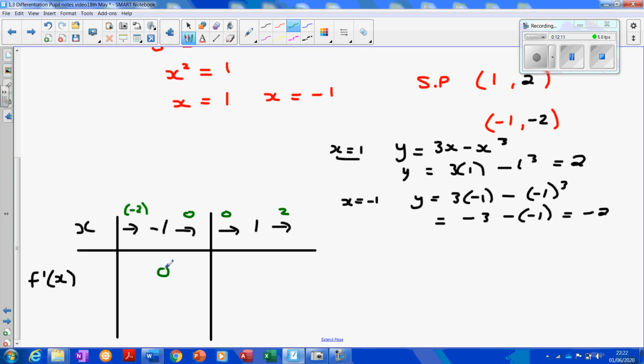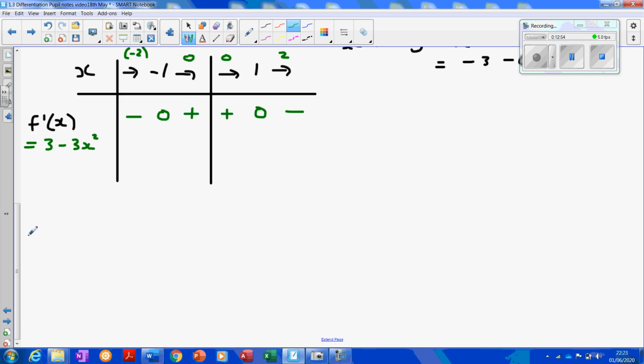Right, so at the stationary points, I know f dash x is 0. And now I want to find out what's happening at those other numbers. So f dash x, to remind me, was 3 minus 3x squared. Right, so if x is equal to minus 2, that's going to be 3 minus 3 times 2 squared, which is plus 4. So 3 fours are 12, so it's 3 take away 12, that's going to be negative. When x is 0, that'll be 3 take away 0, so it's going to be positive. And when x is 2, it's 3 take away 3 times 2 squared, which is 4. So 4 3s are 12, so 3 take away 12, again, is going to be negative.